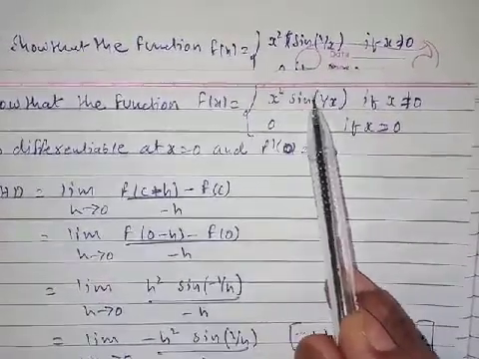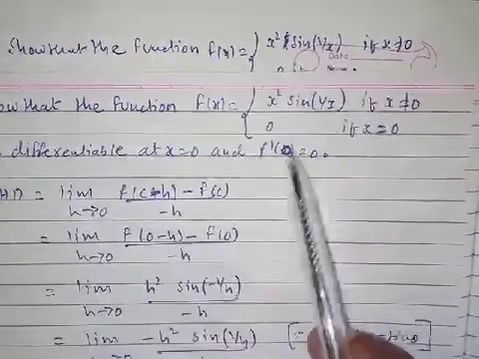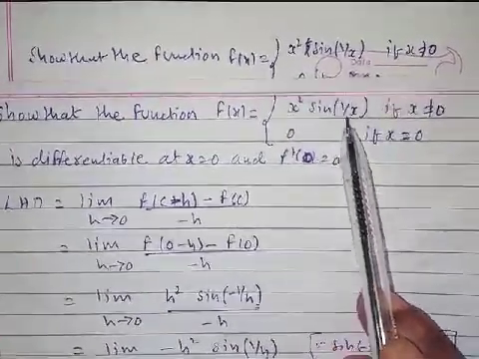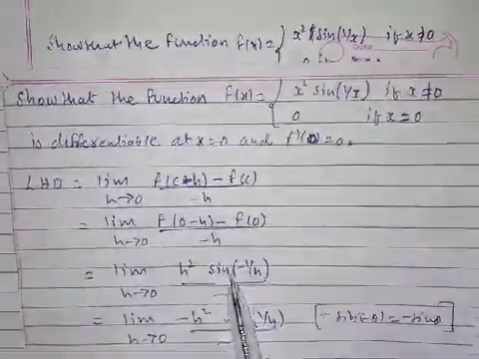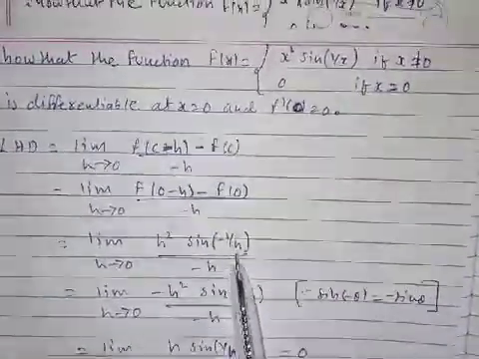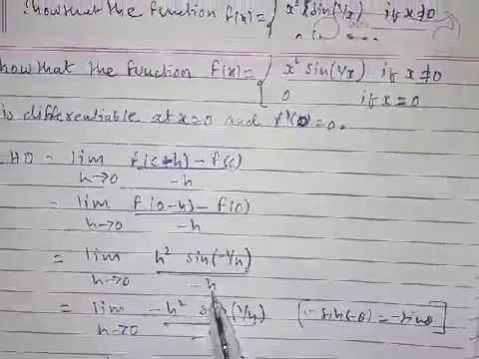So minus h whole square, so we can say that it is h square. And sine 1 upon minus 1 upon h, so you get h square sine minus 1 upon h. Is it? So h square here, it is minus.